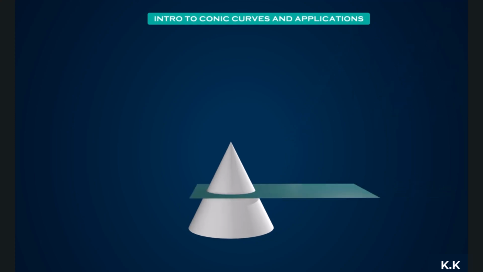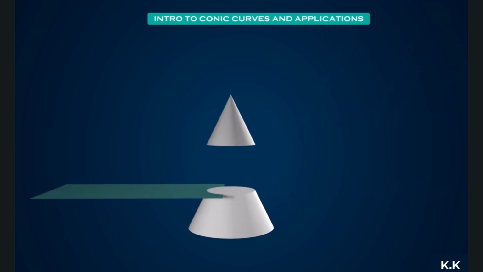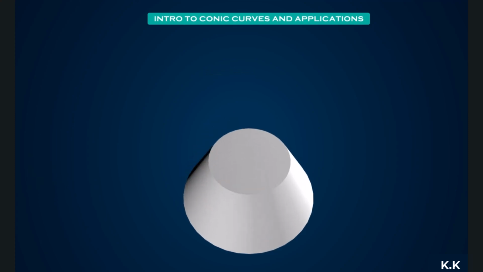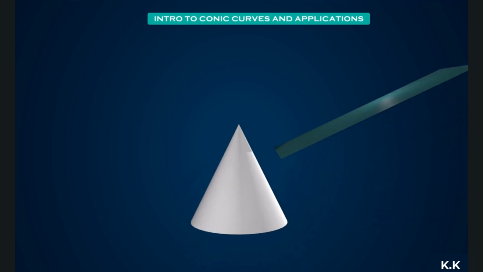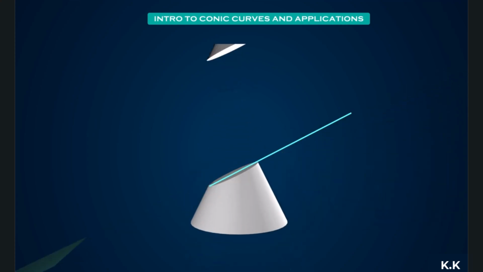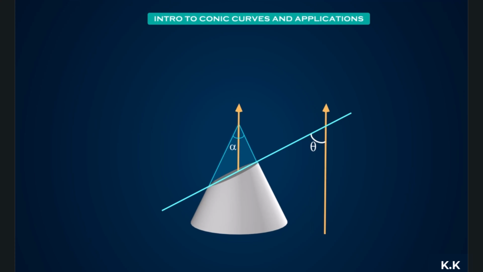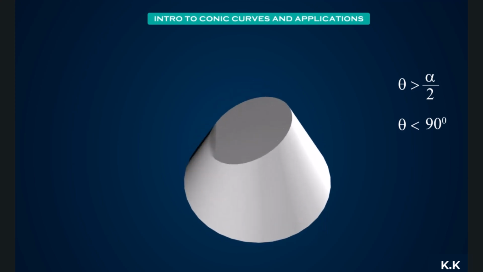If the plane cuts the cone perfectly horizontally, that is, perpendicular to the axis, then the section formed is a circle. If the plane cuts the cone at an angle to the axis but without touching the base, that is, if the angle is greater than half of the apex angle but less than 90 degrees, then it forms an ellipse.